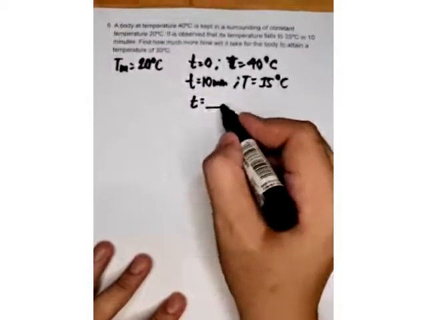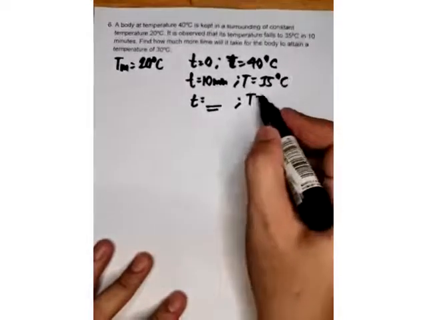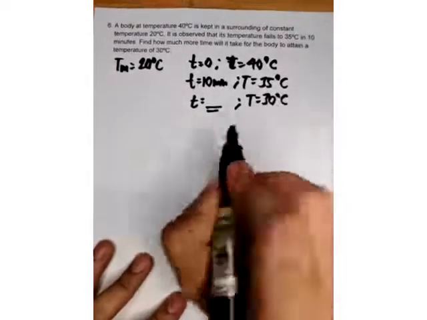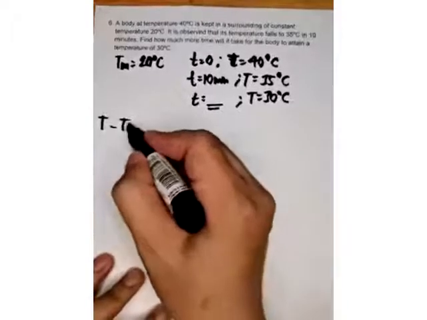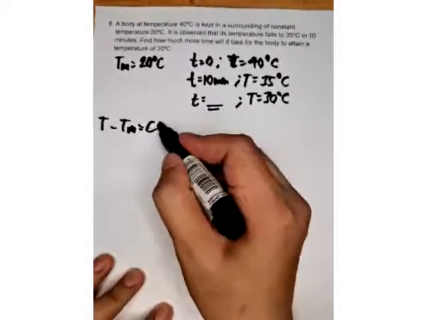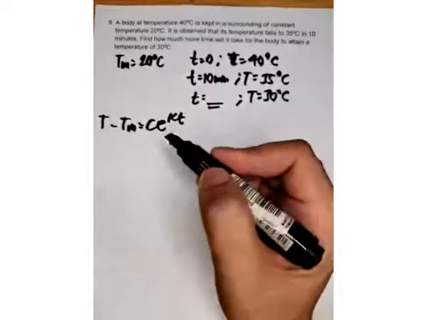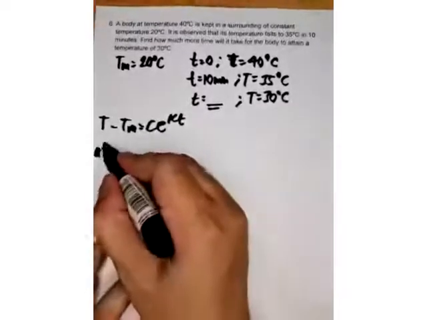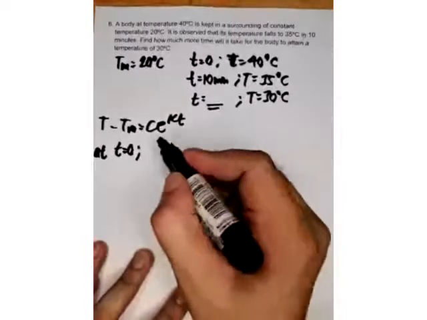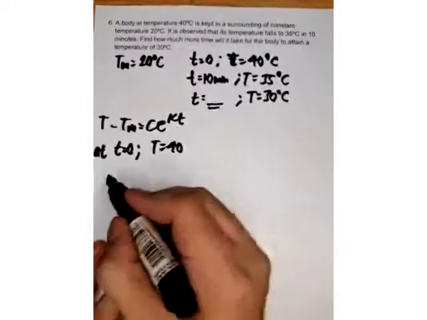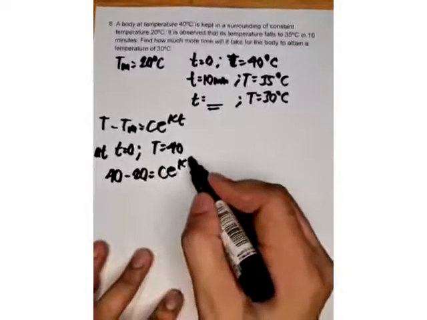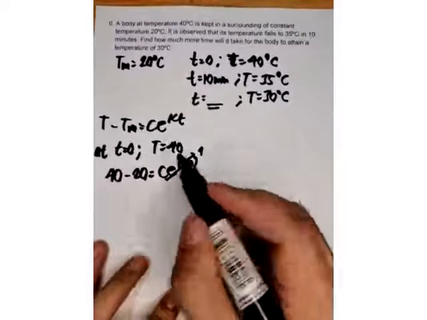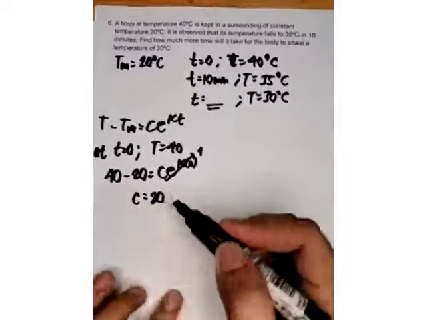So first, we need the time to reach the temperature of 30 degrees Celsius. Same lang naman din. Our formula is T minus Tm is equal to Ce raised to kt. So let's apply the first condition. At t equal to 0, the temperature is 40. So 40 minus 20 is equal to Ce raised to k times 0. But this is 1. So C is equal to 20.